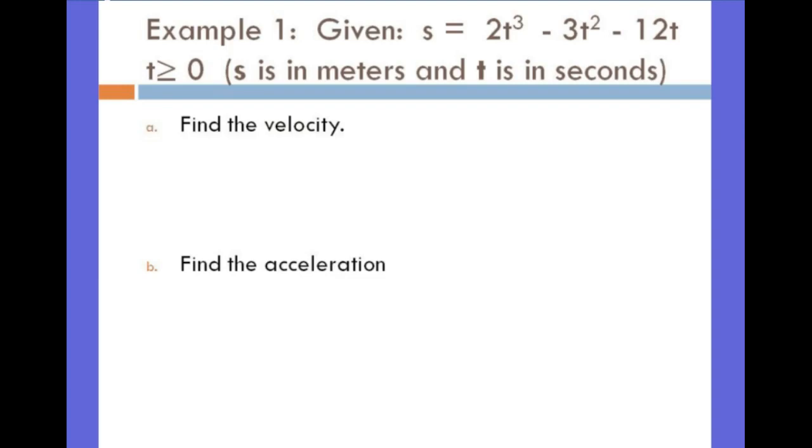Okay, so given 2t cubed minus 3t squared minus 12t for t greater than or equal to 0. Why does t have to be greater than or equal to 0? Time does not exist in the negative realm. It says find the velocity and find the acceleration. This is just like what we were doing last week. This is finding the first derivative and second derivative. It's just a different way of saying it.